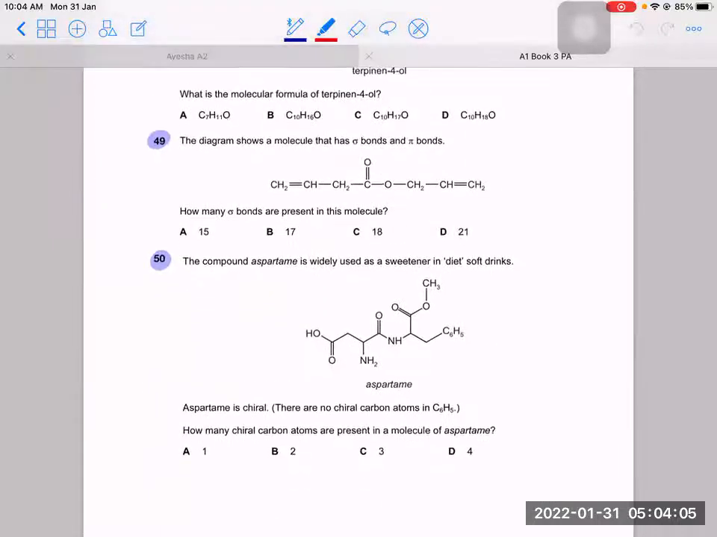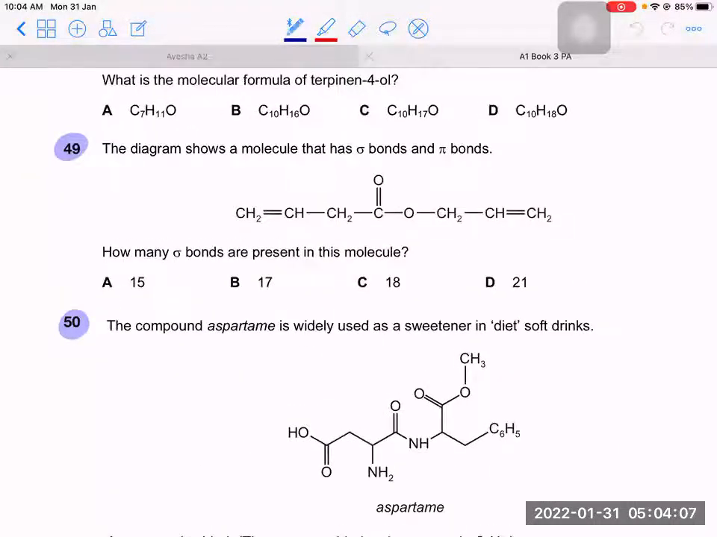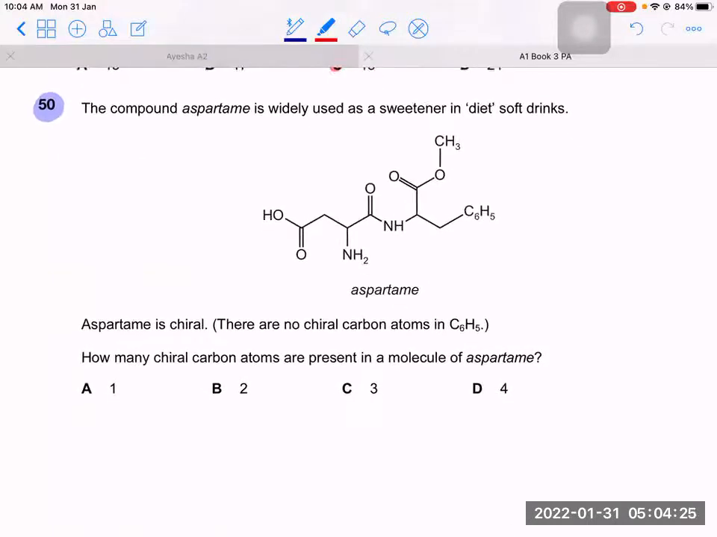All right, 49. How many sigma bonds are present? So 1, 2, 3, 4, 5, 6, 7, 8, 9, 10, 11, 12, 13, 14, 15, 16, 17, and 18. Oh, that's a repeated question. Never mind. Okay, aspartame, how many chiral carbons are present?